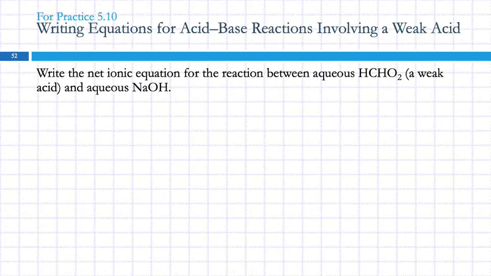Okay, we're going to do one more example, and then we'll call it good for lecture tonight. So here we're asked to write the net ionic equation for the reaction between aqueous HCHO2, a weak acid. You're not expected to know how to name that. And aqueous sodium hydroxide. And here they told us it was a weak acid, right? Not trying to trick you. So we've got HCHO2. And we've got sodium hydroxide.